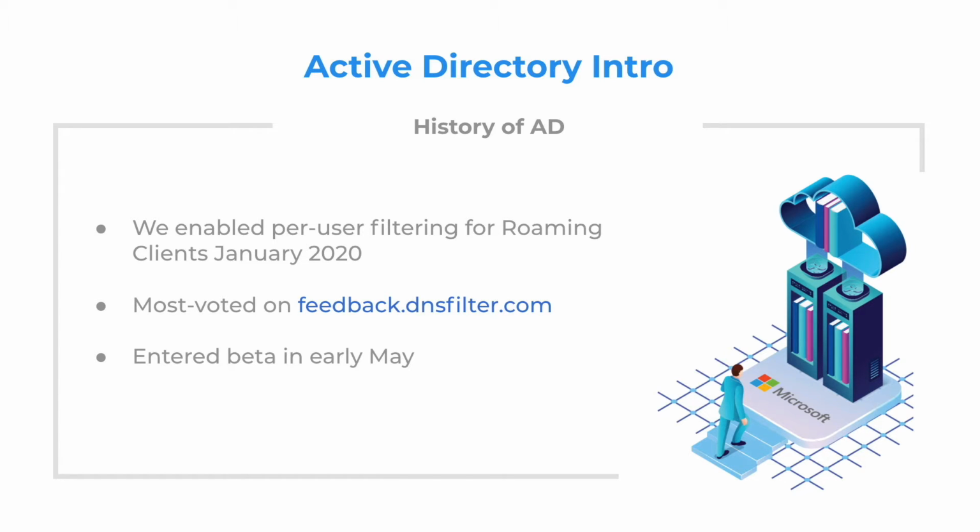In January, we enabled per-user filtering for our roaming clients. If you installed a roaming client, it would grab the logged-on user, and you could filter based on that. This is still an option right now. If you have customers or organizations that don't have Active Directory in operation, you can use this to still have per-user filtering. But then we entered our beta in early May for the official Active Directory integration, and after that we released it just now in June.